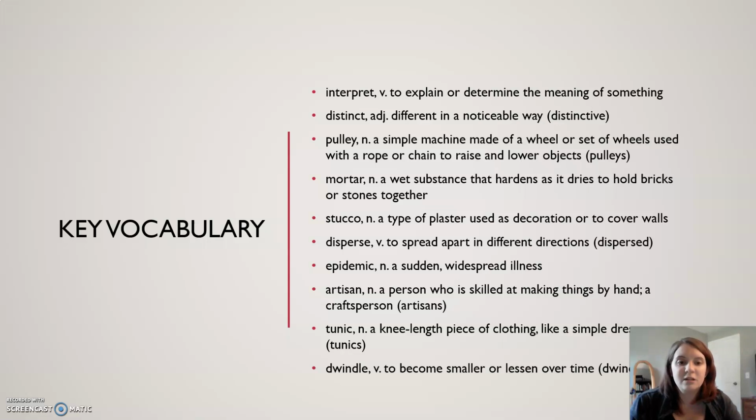Disperse, to spread apart in different directions. Epidemic, a sudden widespread illness. Artisan, a person who is skilled at making things by hand, a craftsperson. A tunic is a knee-length piece of clothing, like a simple dress, and dwindle is to become smaller or lessen over time.